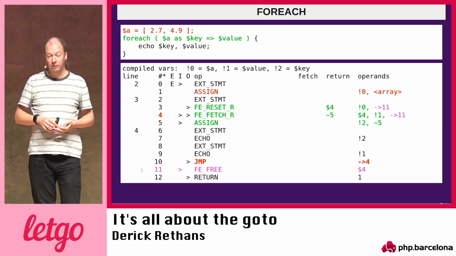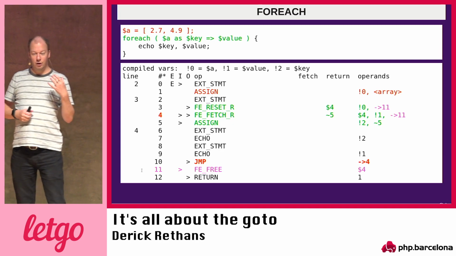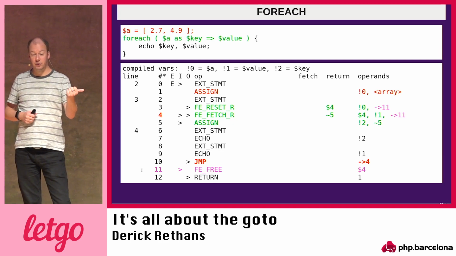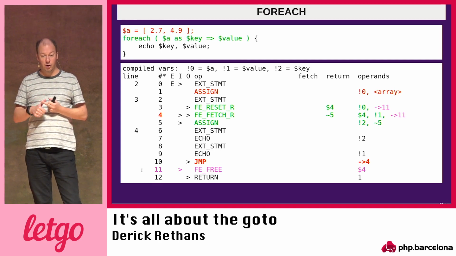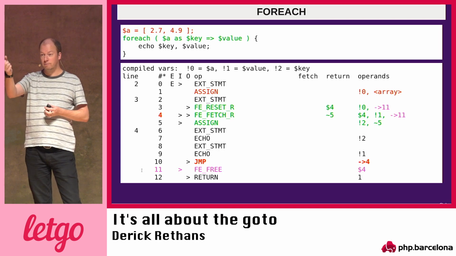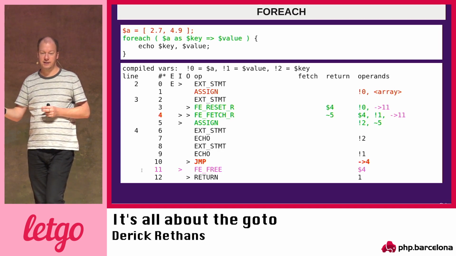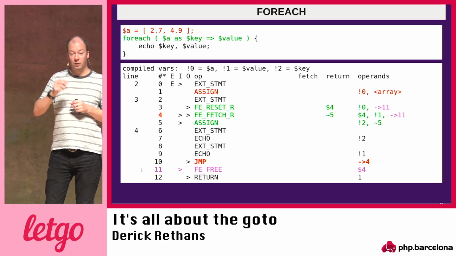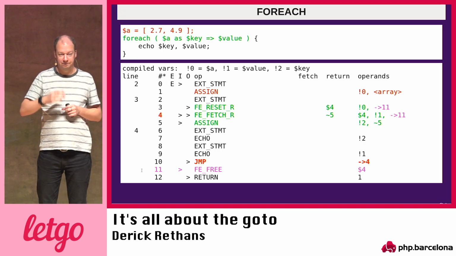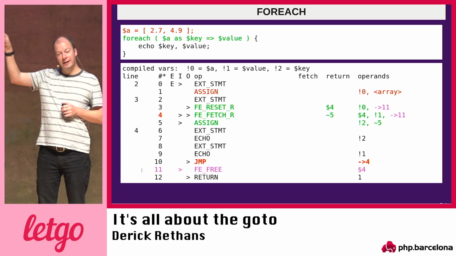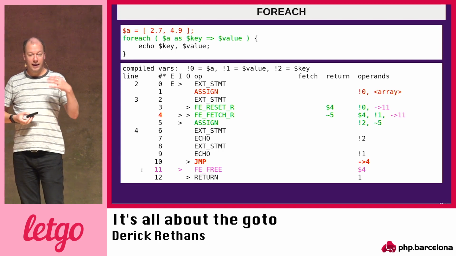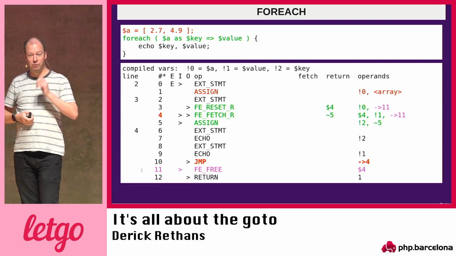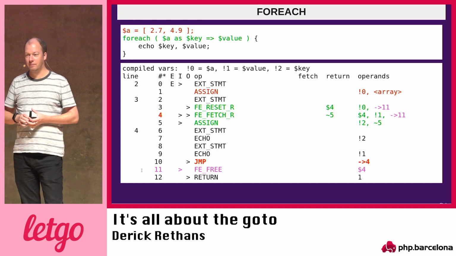FE fetch R is an opcode that has a return value, which is the tilde5, a temporary variable. It has the operand $4, which is the result. It basically represents this pointer that points or scans through your list in this case. We have $1, which is a variable name value. So that is in the foreach line, it is the value part behind the arrow. And then we have another operand that jumps to line 11.